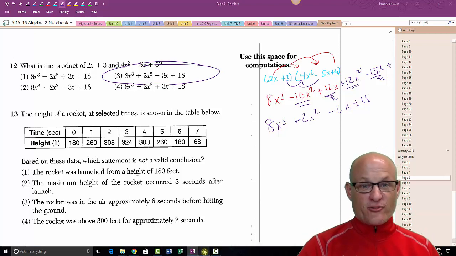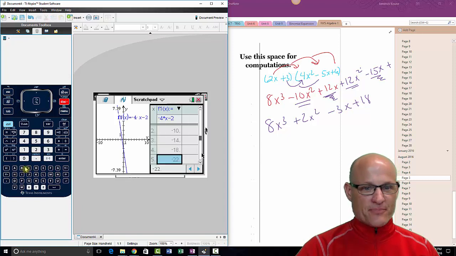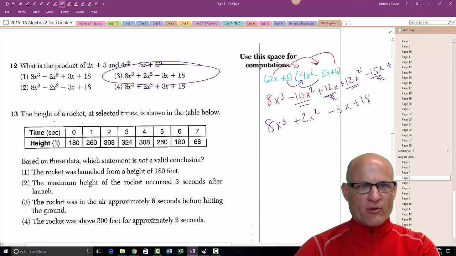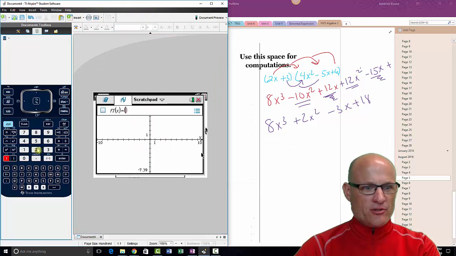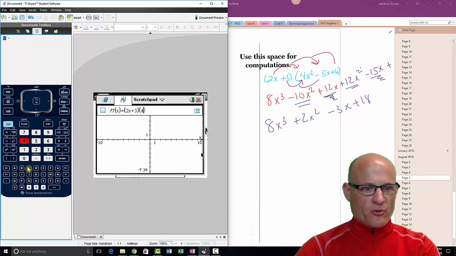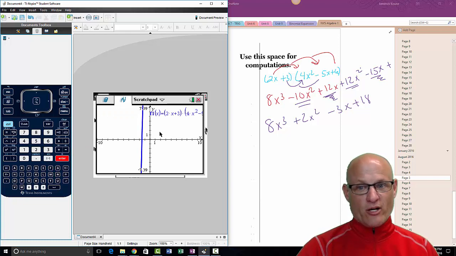Now, how could I have done this using my graphing calculator? Oh, I'm glad you asked. Let's go back into graph mode and type in the original: 2x plus 3, parenthesis, 4x squared minus 5x plus 6. Now you notice I multiplied them because that's what it told me to do. Now I'm going to get some weird answer. Oh, look at that. Weird answer.